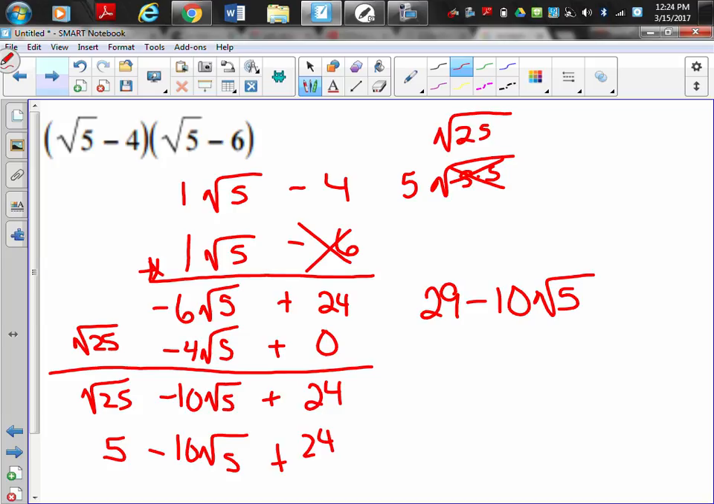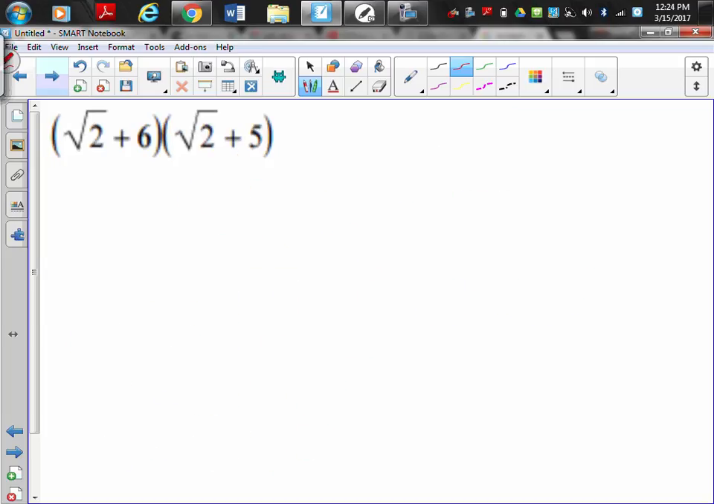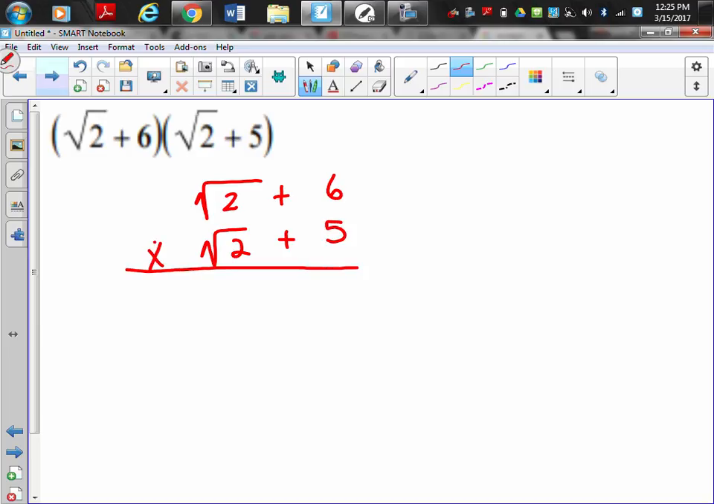Alright. So let's look at the next problem. Square root of 2 plus 6, square root of 2 plus 5. I'm just writing the problem. Square root of 2 plus 6, square root of 2 plus 5. We're multiplying.